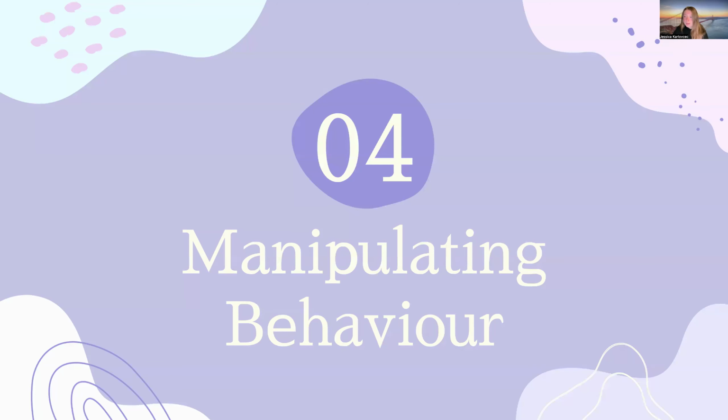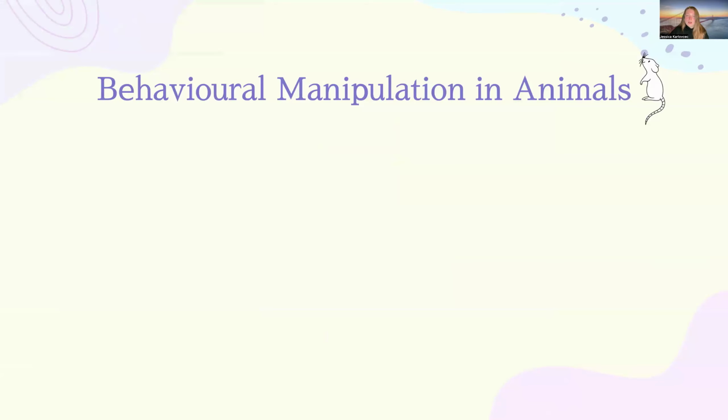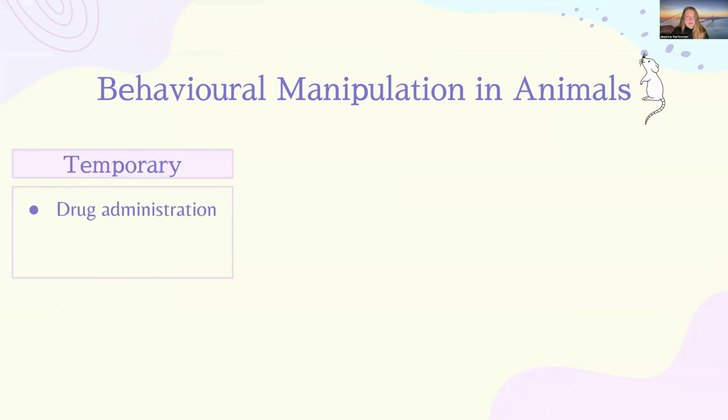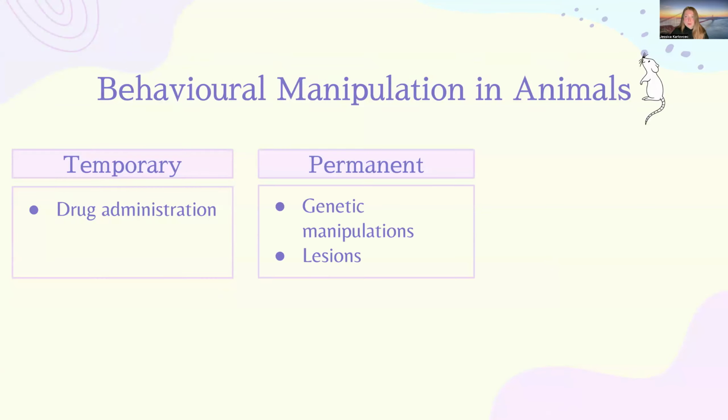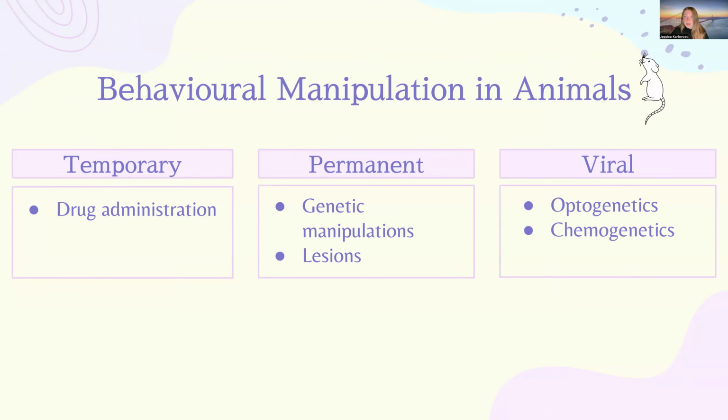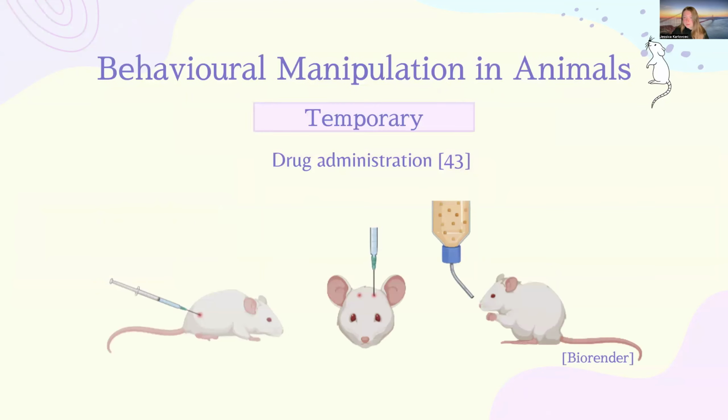And now we'll talk about manipulating behavior. So there are a few ways we can manipulate behavior in animals. We can temporarily manipulate behavior using drug administration. We can permanently manipulate behavior using genetic manipulations or lesions. And we can virally manipulate behavior using optogenetics or chemogenetics.